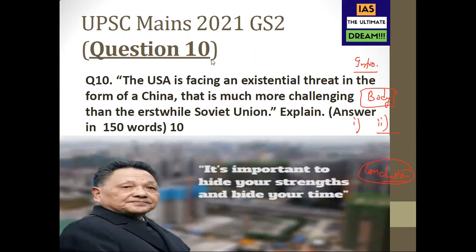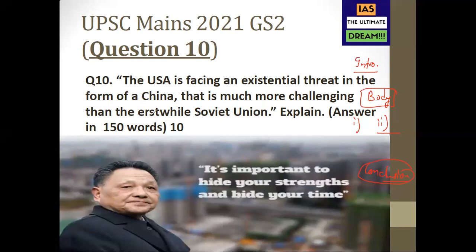So you can start with the rise of China as a major global power threatening the hegemonic power of the US. And this whole thing has resulted in the debate of a new Cold War emanating between the two economic powers. And because of all these things, comparisons are being made about the threat faced by the US from China vis-a-vis the threat that was posed by the Soviet Union. So this will be an intro. You can write 1 or 2 lines like this in the intro portion.